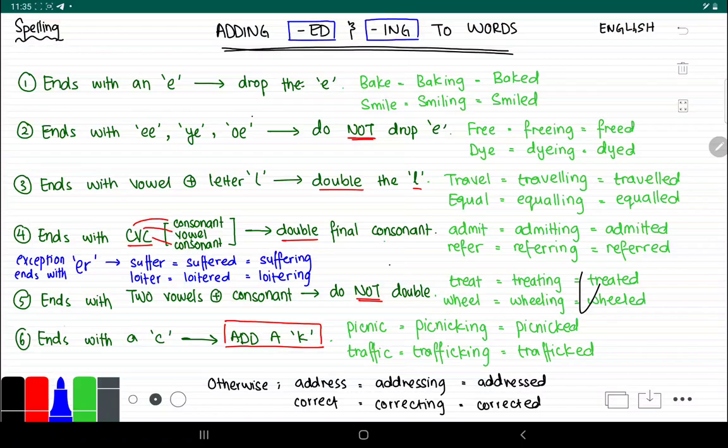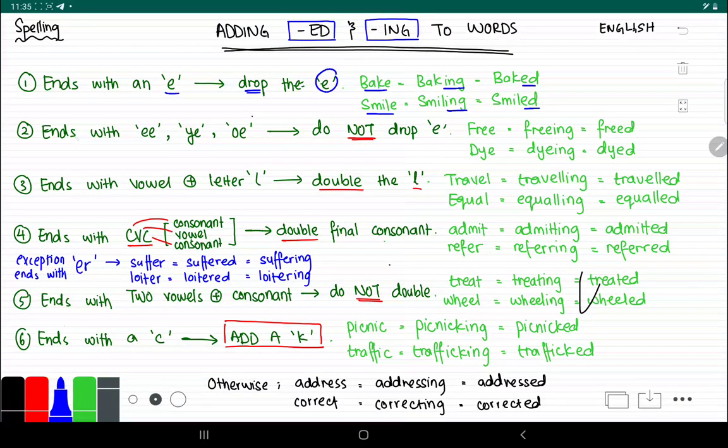So going over the first rule, if you have a word that ends with the letter E, for example, the word bake or the word smile, usually we drop the E whenever we're adding ing or ed. So bake becomes baking with no E, and smile becomes smiling with no E as well. In the past tense, when we're adding ed, we drop one E and we just add the ed. So it becomes just one E with ed.